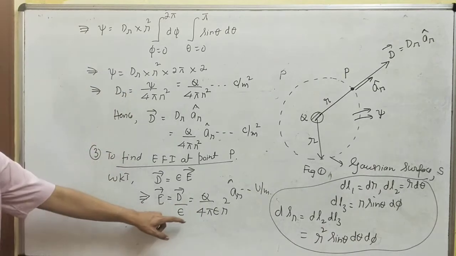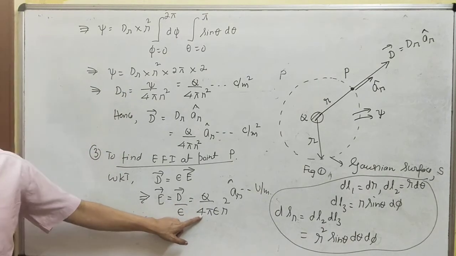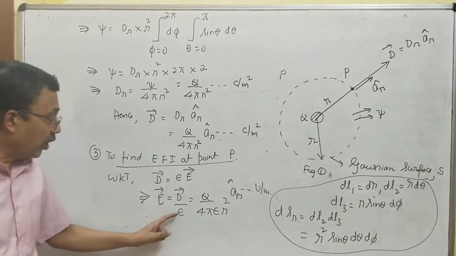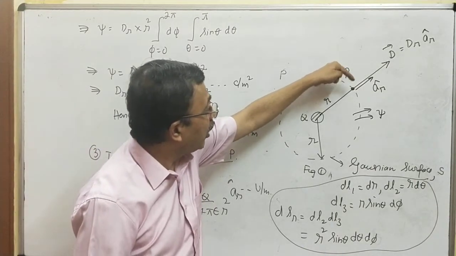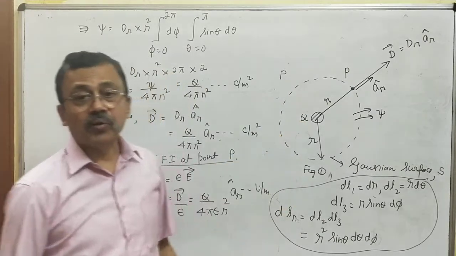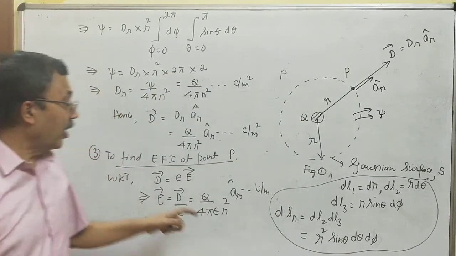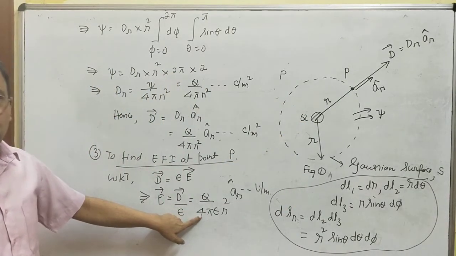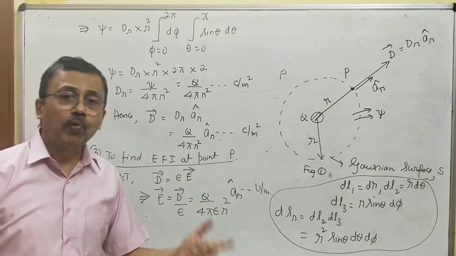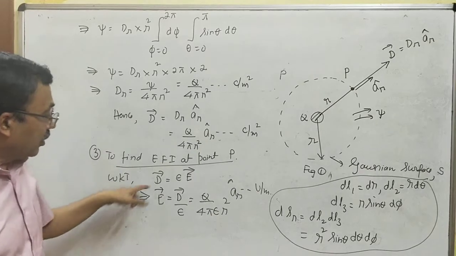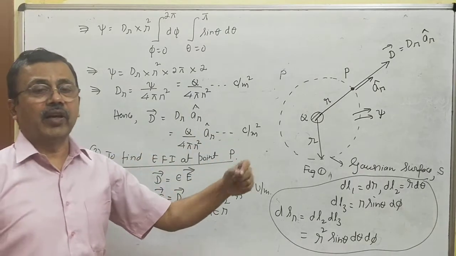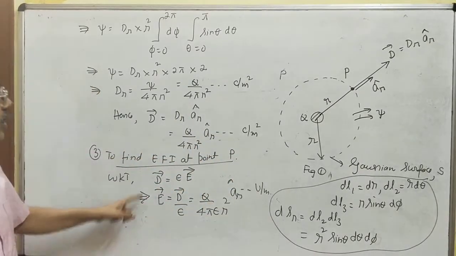This expression was earlier stated by Coulomb's law in his experiment. Q divided by 4 pi epsilon r square is electric field intensity at point P due to a point charge Q. Correct? We had got the same expression using Coulomb's law. There was no mathematical proof for it. It was only an experimental statement. Now that experimental statement is authenticated by using Gauss law.